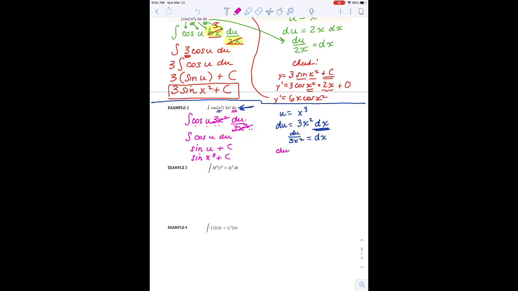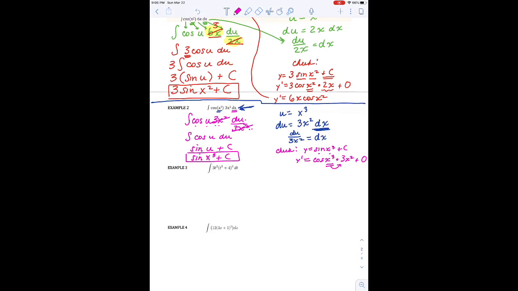Still worth the check. Let's see. So if y is sine of x cubed plus c, what would y prime be? We're hoping we get what we started with, right? Because this is all about going backwards. So the sine of something becomes the cosine of something times the derivative of that thing, which would be 3x squared plus the derivative constant is 0.